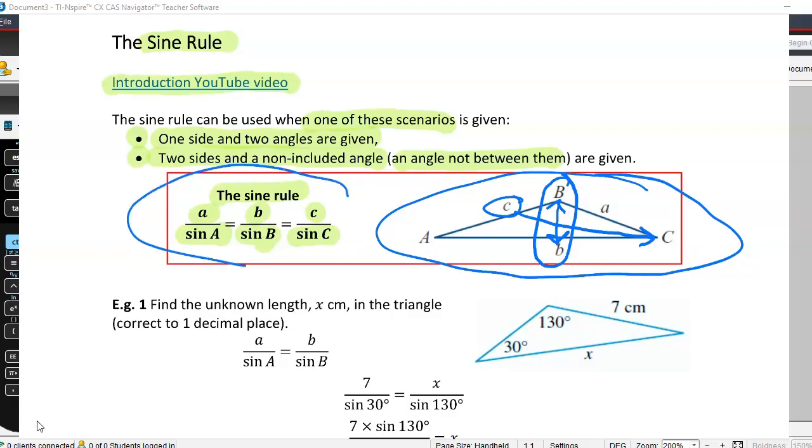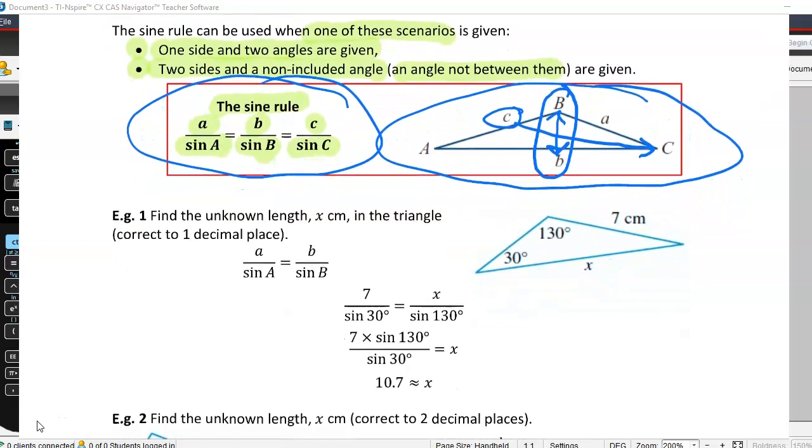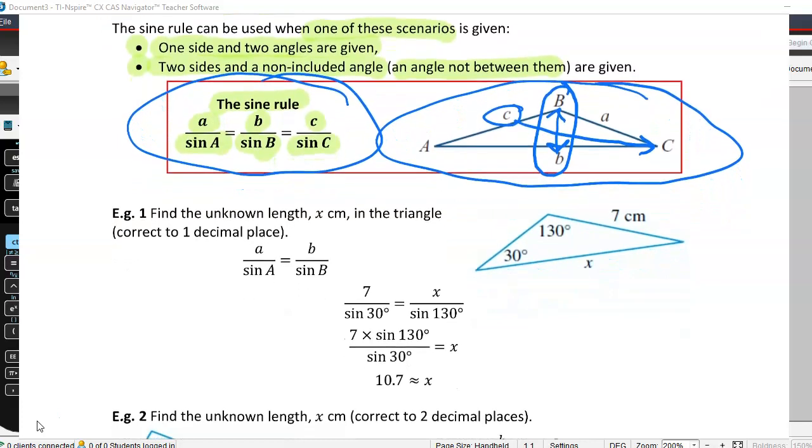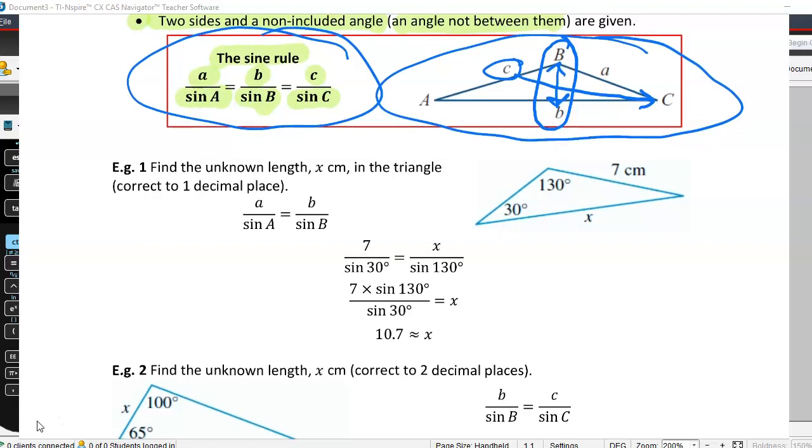Now, this rule needs to be in your bound reference. Okay, it absolutely needs to be in your bound reference and easy for you to find. You probably should have a couple of examples of you using it. So here's some worked examples of me using it. So find the unknown length x in the triangle. Okay, so looking at this triangle, I've got that angle. I want to figure out that side, and I've been given that angle, and I've been given that side.